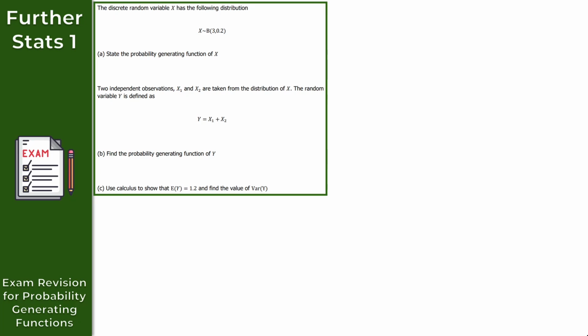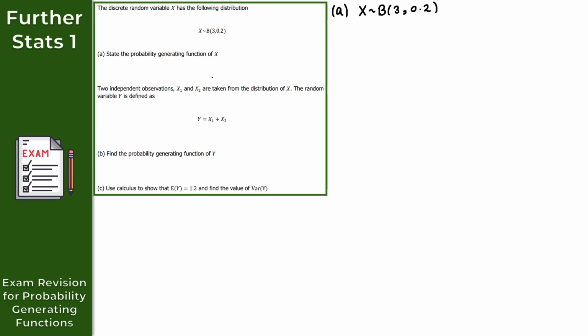Let's now take a look then at question 2 here. So what do we have for question 2? Well, we have the discrete random variable x here, which has the following distribution. So x follows a binomial distribution with parameters n equals 3 and p is equal to 0.2. So for the first part of this question, part A, it just asks us to state the probability generating function of the discrete random variable x here. So x follows a binomial distribution with parameters of n equals 3 and p is equal to 0.2.